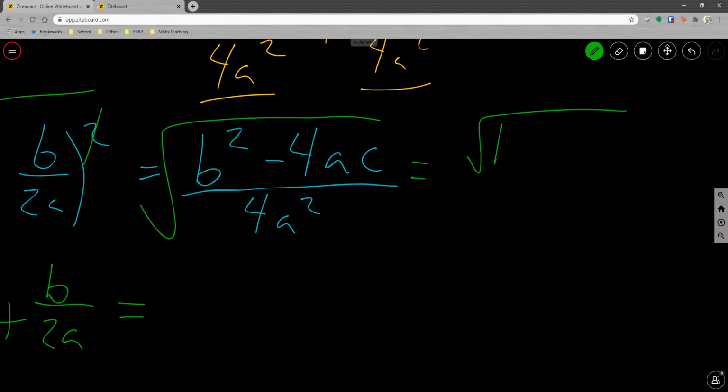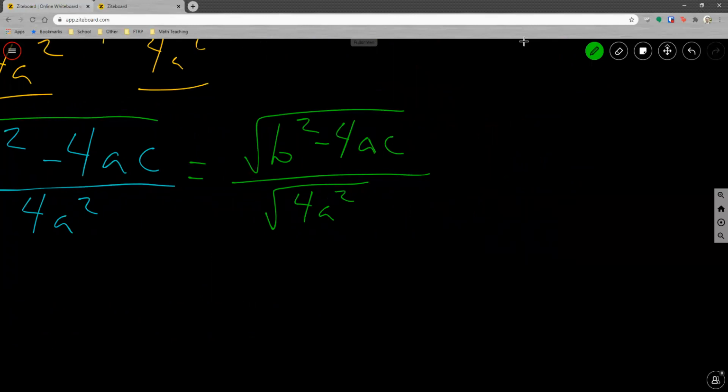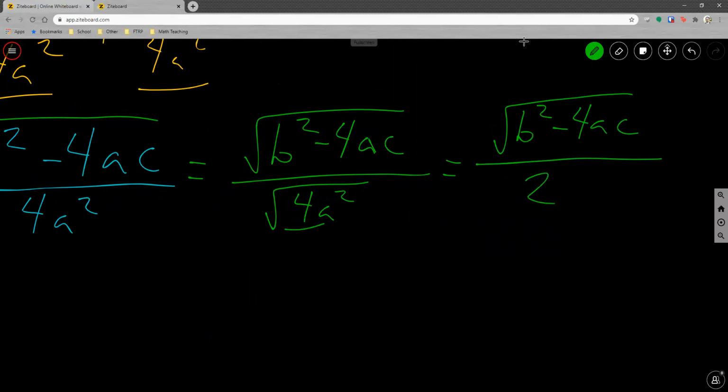Remember, the quotient rule allows me to do this. If I address these individually, the top I can't really do anything with. It's too much of a mess. So I'm just going to leave it as the square root of b squared minus 4ac. The bottom, though, I've got a 4, well, the square root of 4 is 2, and I've got an a squared, well, the square root of a squared is a.